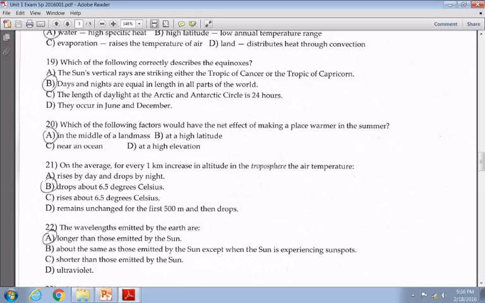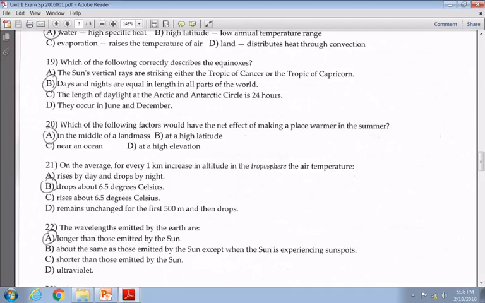Question 20, which have a net effect of making summer warmer? So the best answer there is A, Iowa. No. The middle of a landmass, your summers are going to be hotter because you don't have the moderating effect of the oceans. Question 21, on average, and we talked about that actually, this is the environmental lapse rate basically.